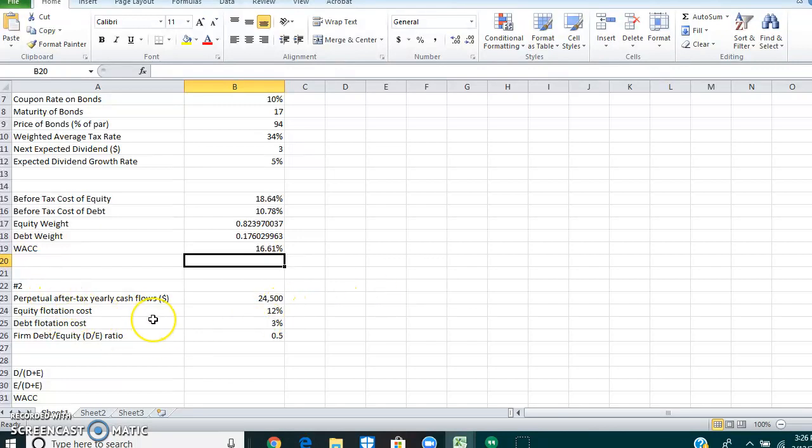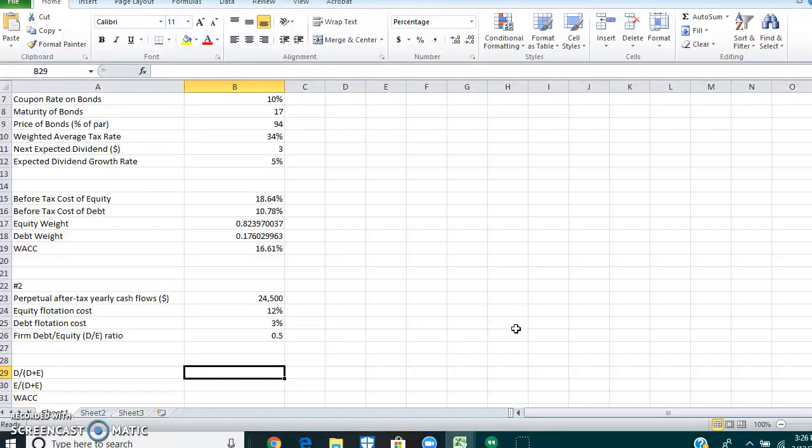So for problem number 2, we know the perpetual after-tax yearly cash flows. We know the equity flotation cost. We know the debt flotation cost. We know the firm's D/E ratio, which is their debt to equity ratio. And to find our weighted average cost of capital, we need to know debt divided by debt plus equity, and we need to know equity divided by debt plus equity. And then from there, we'll be able to figure our WACC.